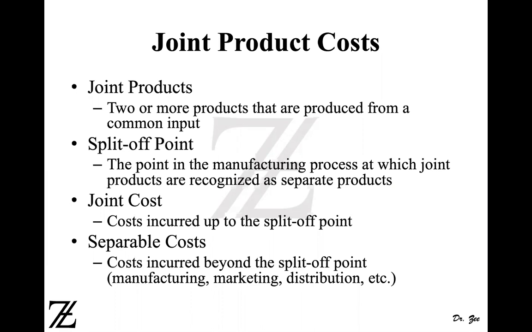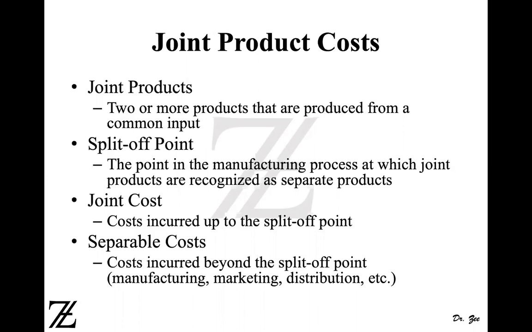What can be the common input? You can take an example of crude oil. Now, crude oil can be used to produce gasoline. It can be used to produce diesel. It can be used to produce kerosene oil, and it can be used to produce many other products. So the joint input in this case is crude oil, and the joint products are two or more products: diesel, gasoline, kerosene oil. So that's the example of the common input and the joint products.